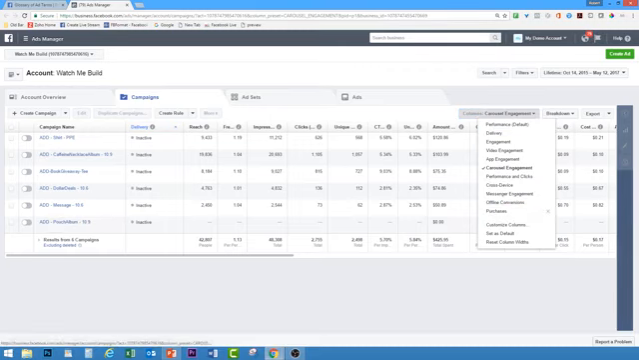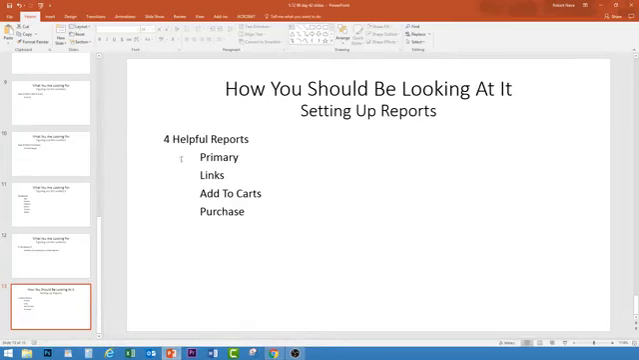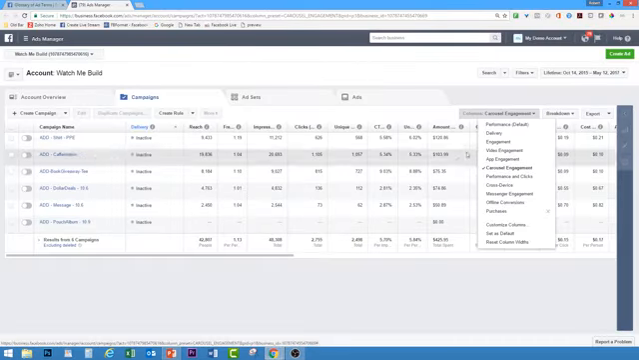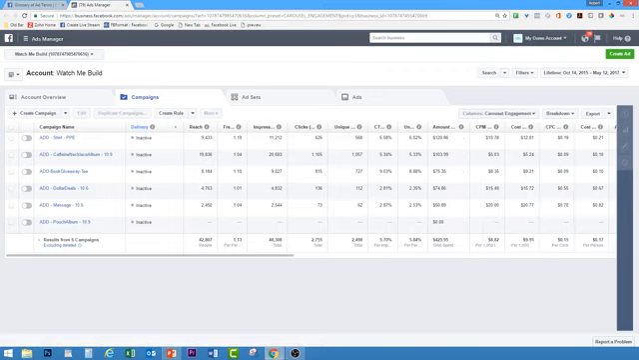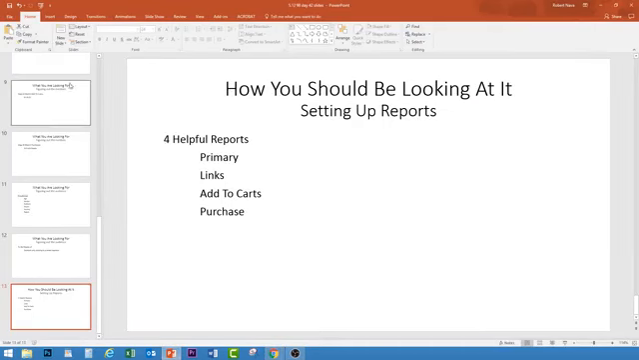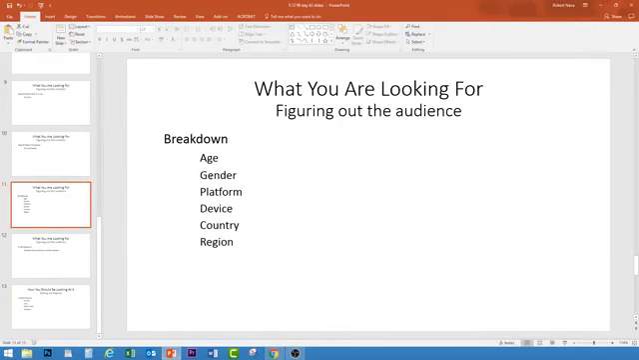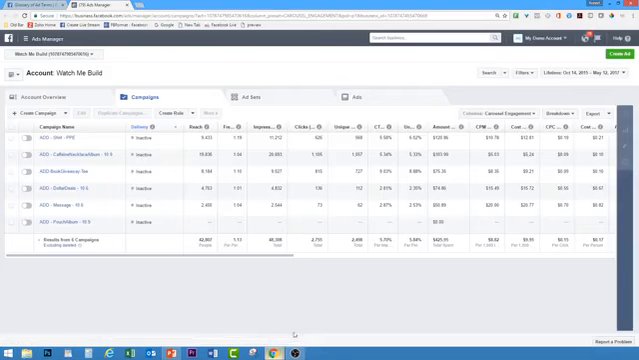On the slides, there are 4 helpful reports that we're going to make: primary, links, add to carts, and purchase. We're going to make four different reports. What I'm referring to is the column layouts. When I was talking about the breakdown, the age, gender, platform, device, country, and region, I am referring to this right here.